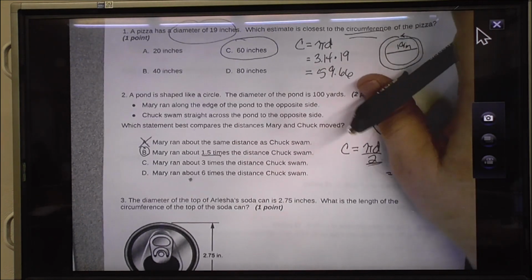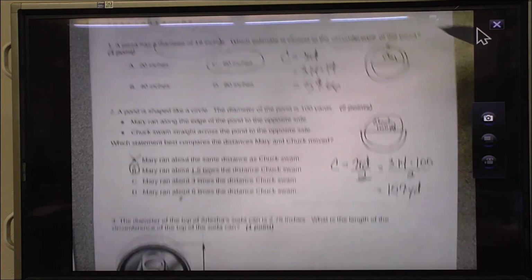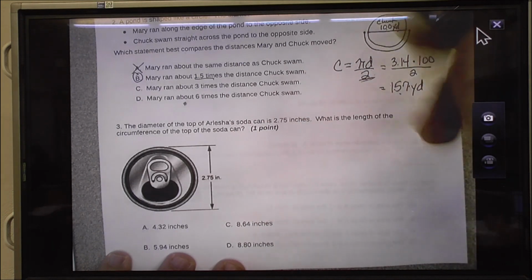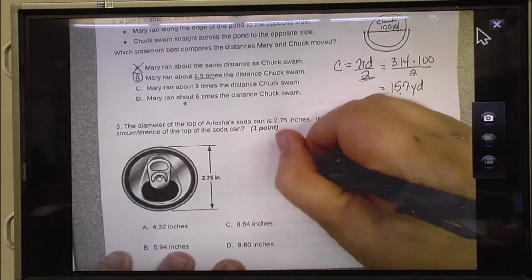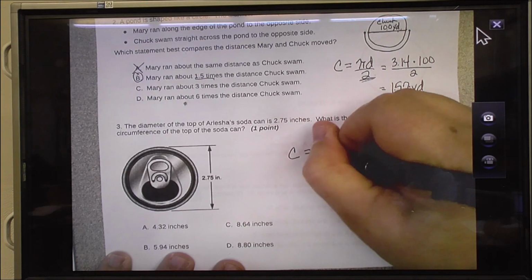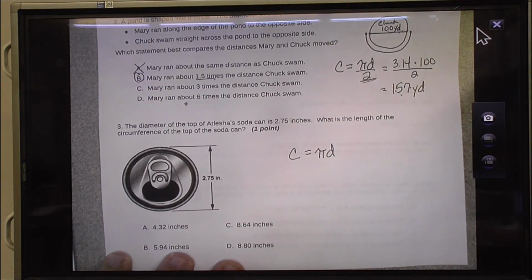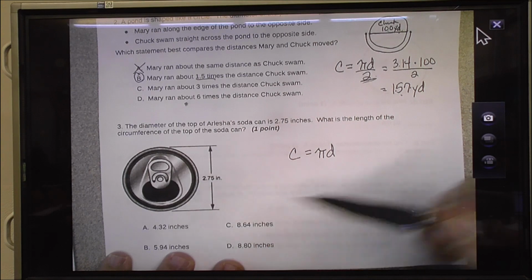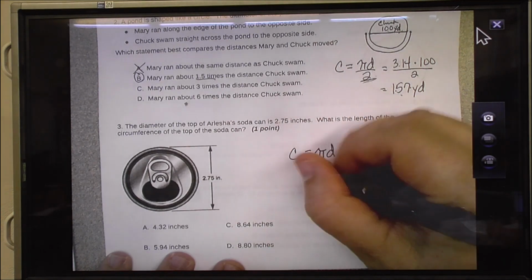All right. Number 3, we've been dealing with circumference this whole page. This last page is also circumference. Here's the top of a Coke can. They want to know what's the circumference of the Coke can. Doing the same thing that we did for number 1. Circumference is equal to pi times the diameter. Is this a semicircle or a quarter circle? No, so we don't have to divide anything. No dividing.